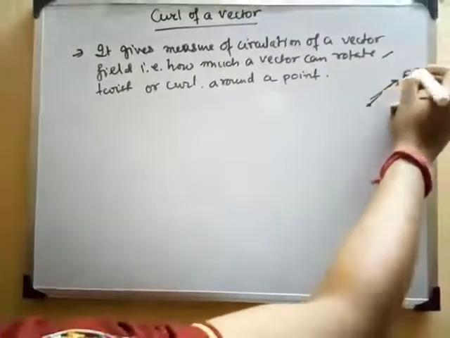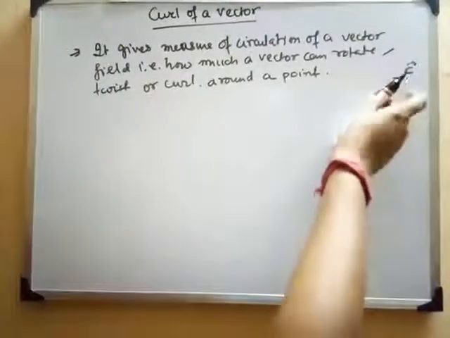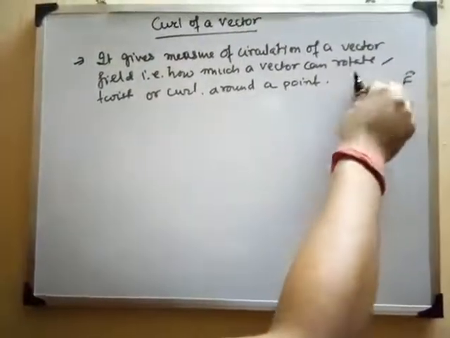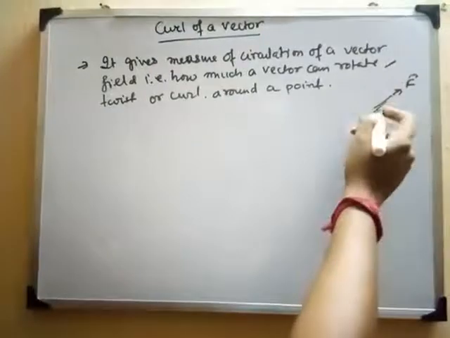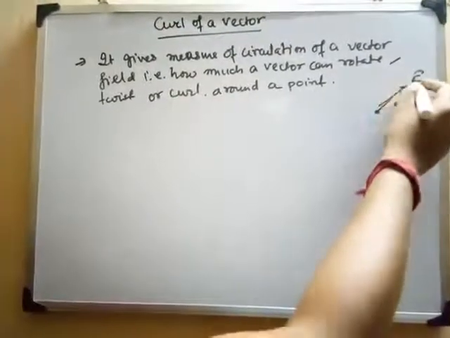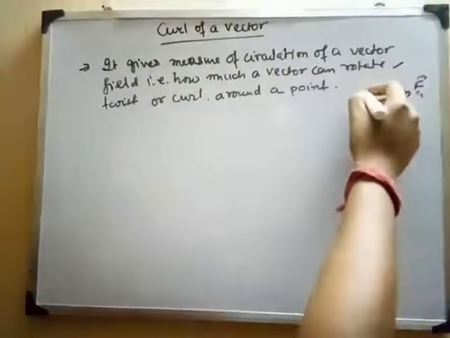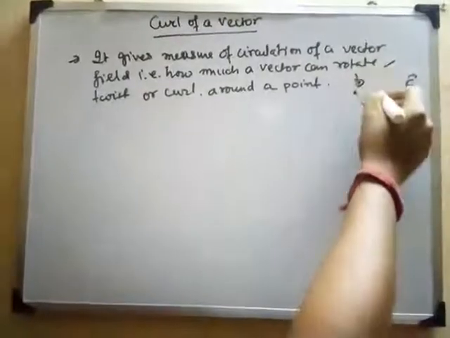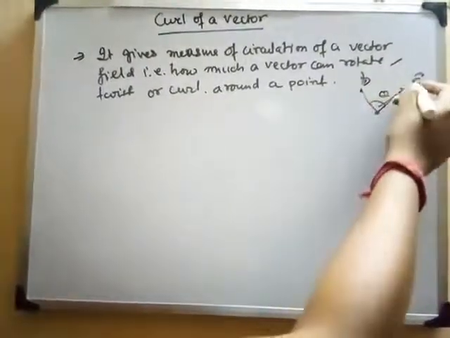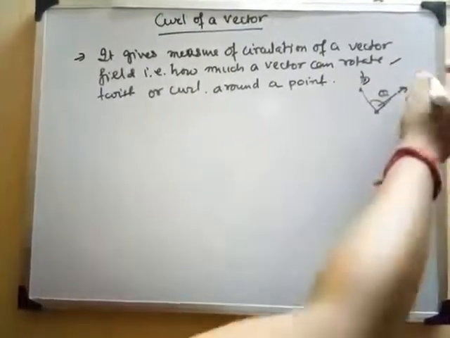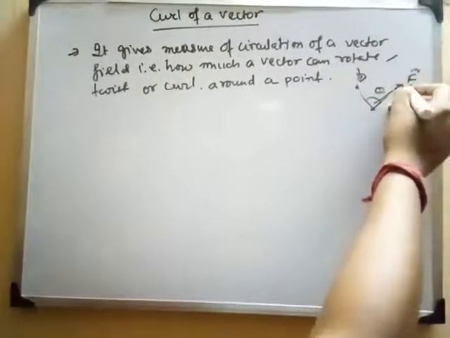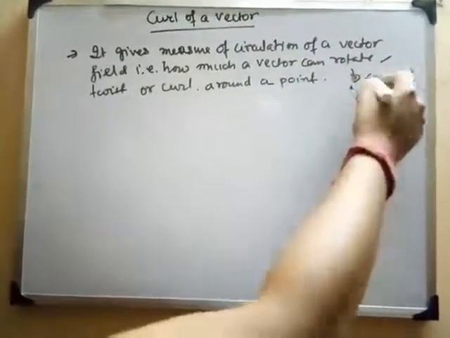as say vector f, the curl will measure how much this vector can rotate. It will measure the rotation. Suppose from some position a, it has come to position b, so this angle will measure the curl of this vector field f from position a to position b, right?